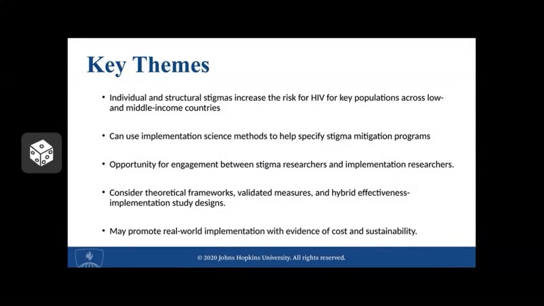I do believe you can use implementation science methods to better specify stigma mitigation programs, and that there are real opportunities for engagement between stigma researchers and implementation researchers. I hope folks will consider some of the theoretical frameworks, validated measures, and designs like hybrid effectiveness designs. And we think collectively this would really promote real-world implementation with evidence of cost and sustainability. With that, I'm going to close.